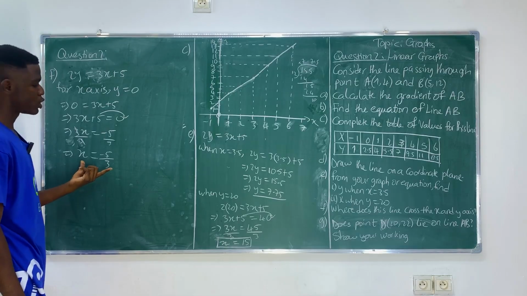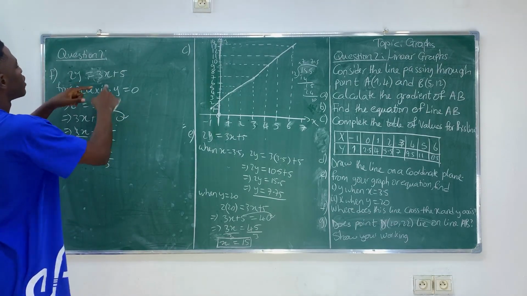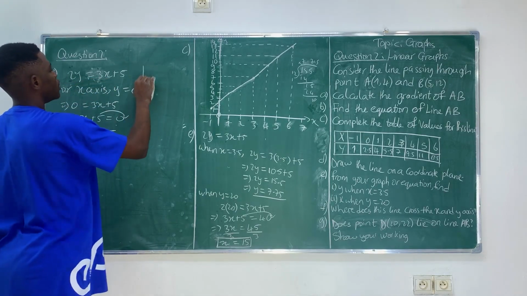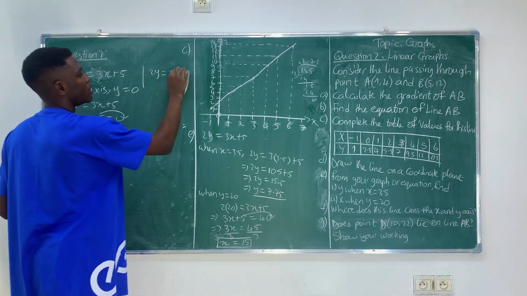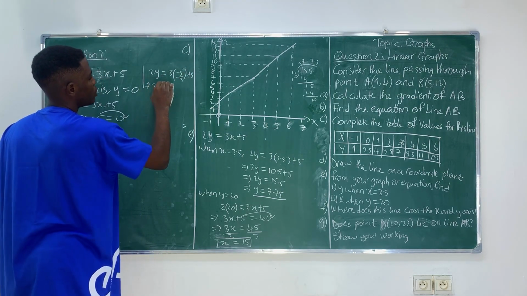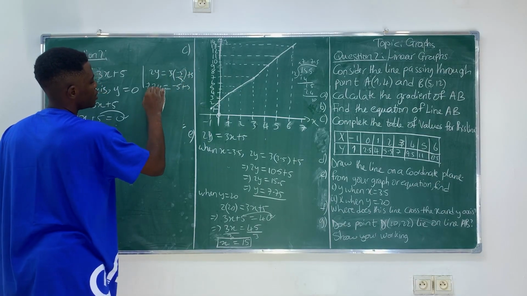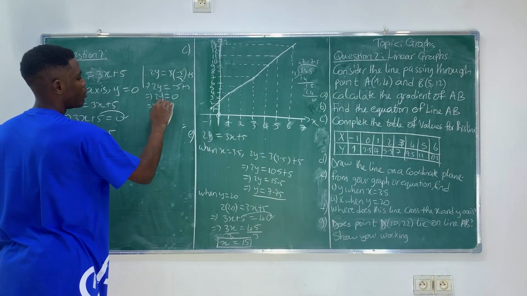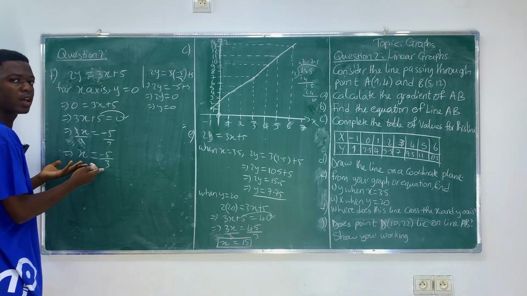So x is equal to minus 5 on 3 when y is 0. We can put x here as minus 5 on 3 and see if y will be 0. Let's check it out. So 2y is equal to 3 times x, where x is minus 5 on 3, plus 5. Now 2y is equal to, this 3 will cancel this 3, I'm left with minus 5 plus 5, which implies 2y is equal to 0. So y is equal to 0, which means this is correct.